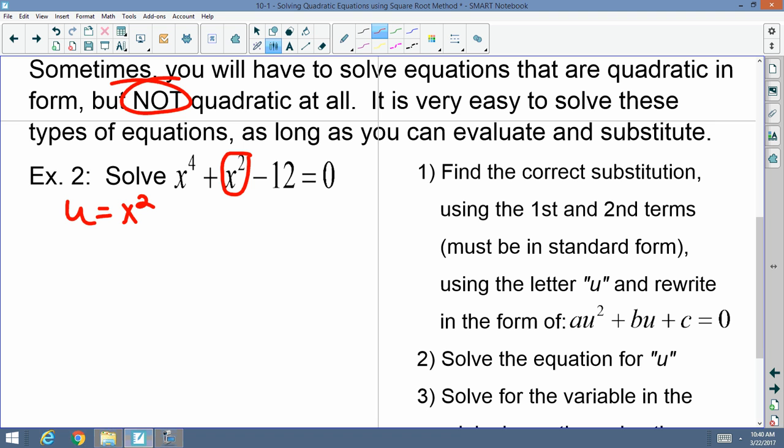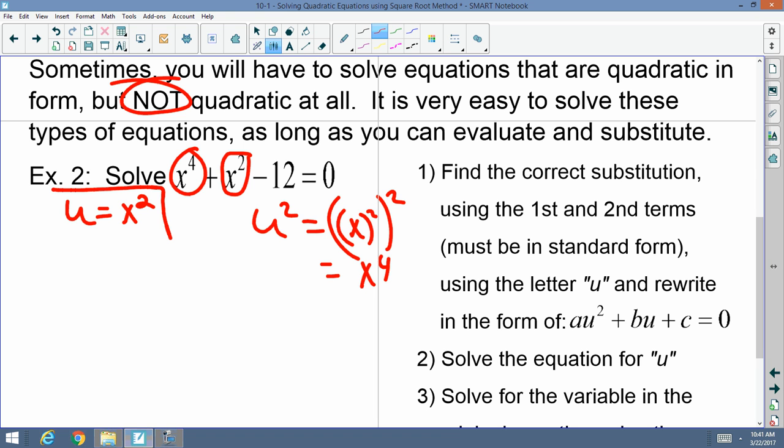If U equals x squared, and I square U, what's x squared squared? Isn't x to the 4th really U squared? Take a look at what I just said. I made U x squared, so if I square U, it's like squaring x squared. So isn't this first term really U squared plus U minus 12 equals 0? So that's my first step. Find the U, replace it, and substitute.